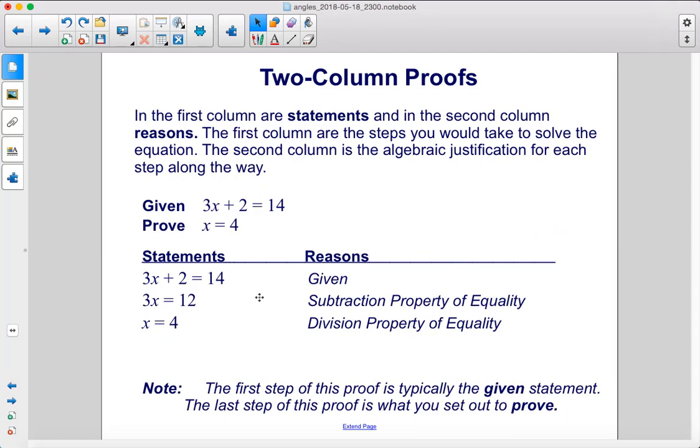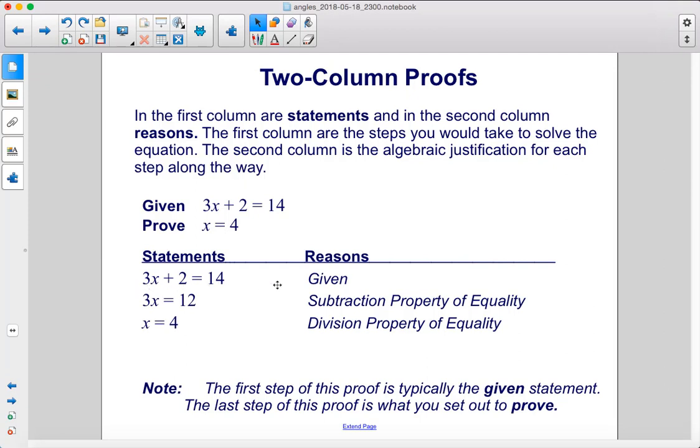In the first column are statements, and in the second column, reasons. The first column are the steps you would take to solve the equation. The second column is the algebraic justification for each step along the way. So we begin with our given statement here, 3x plus 2 equals 14, and we're going to be ending with x equals 4, which is what we're trying to prove.